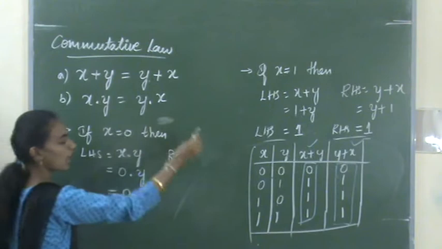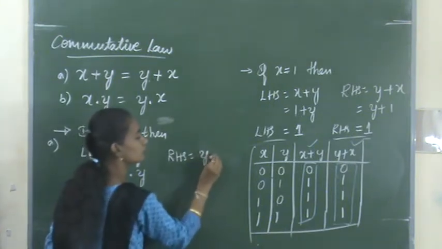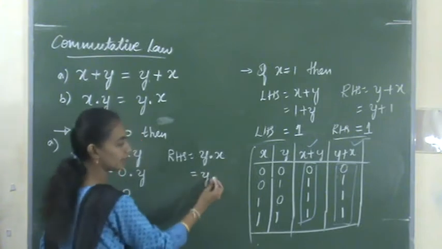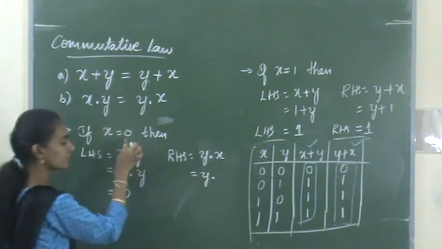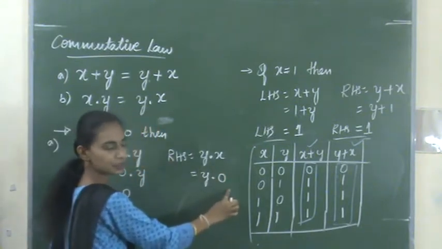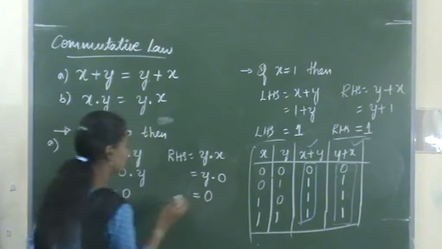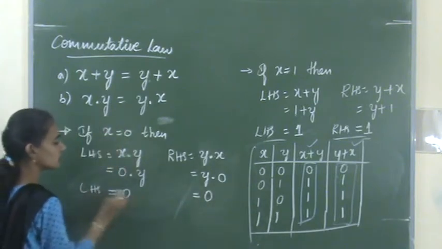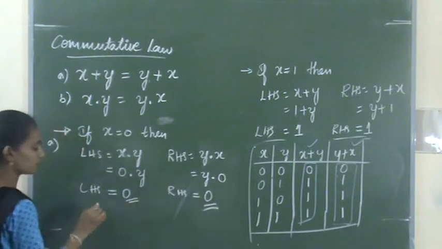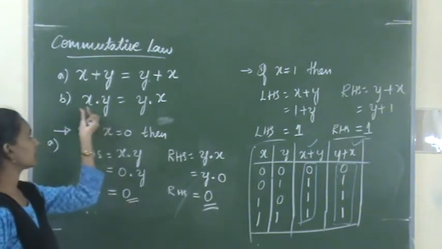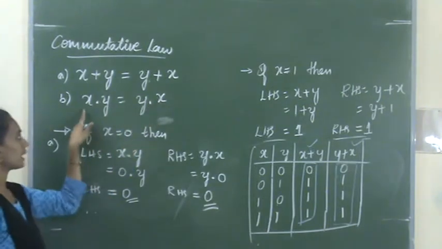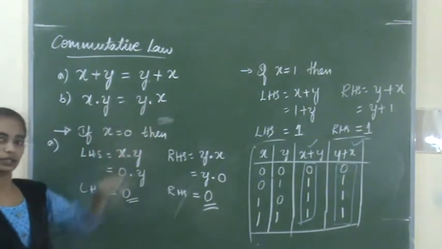Now I am taking RHS, that is y into x. There is no value for y, so I am writing y as it is. And what is the value of x? X value is 0. So y into 0 is also 0 only. Now we get both LHS and RHS value as 0. So therefore we can prove that x and y is equal to y and x. Okay, x into y is equal to y into x.